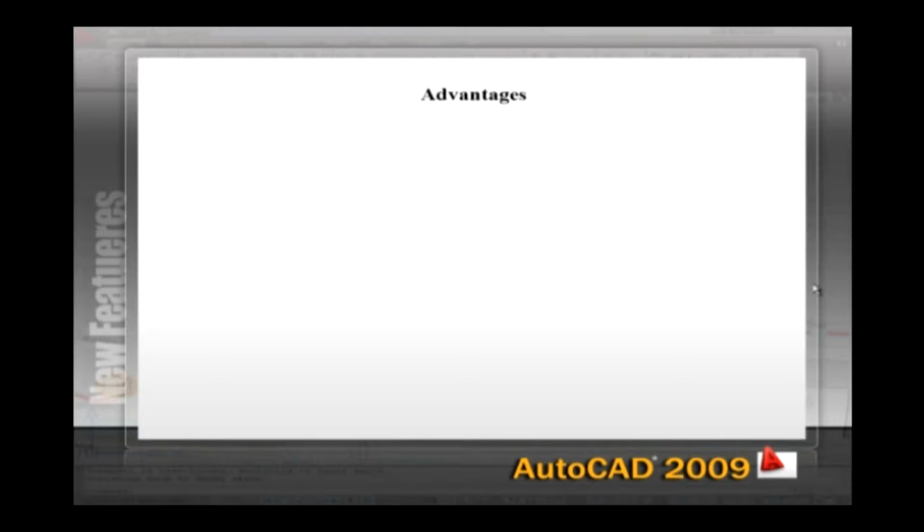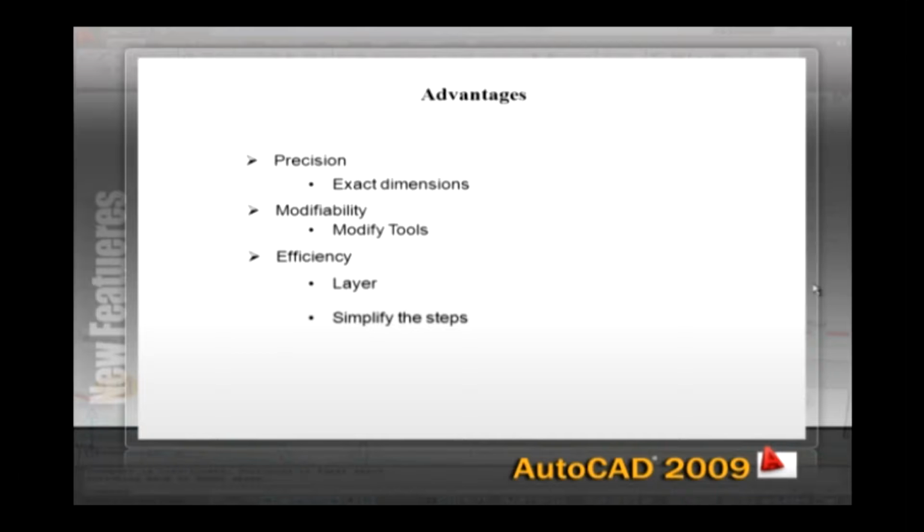Advantages of AutoCAD. Precision. We can create different shapes of objects with exact dimensions by using AutoCAD. Modifiability. Drawings can be easily modified using the modify tools like erase, move, trim, stretch, etc. Efficiency. We can simply differentiate and organize the drawing properties of objects by means of layers. By the use of advanced commands like block, attribute, etc., we can simplify the steps needed to do the drawing. Presentation will be improved with the help of layout.